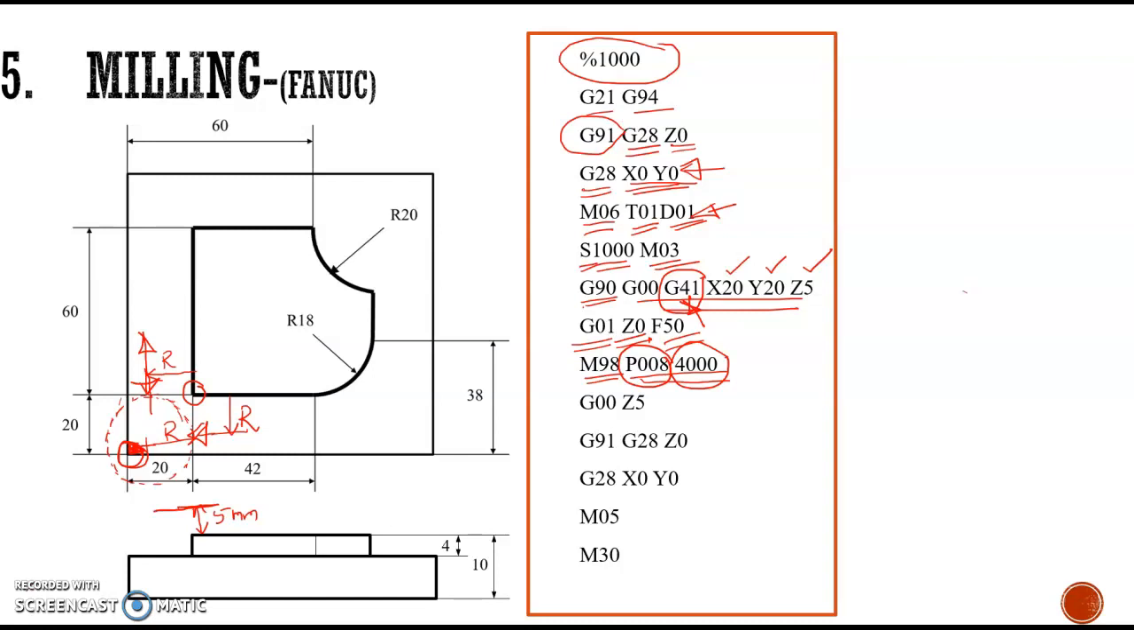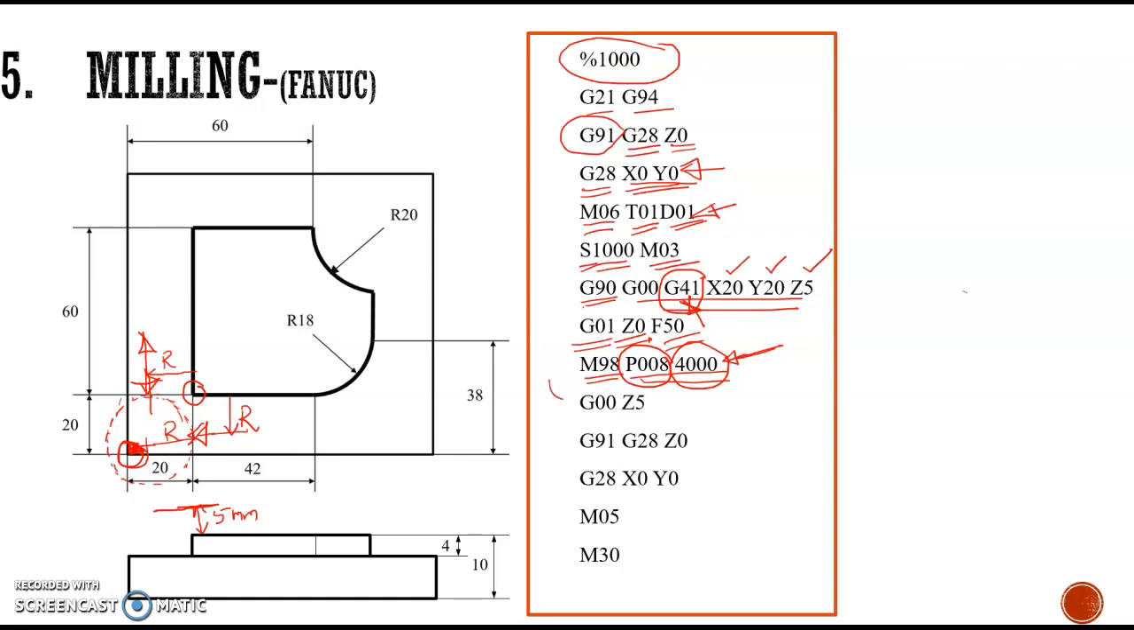So the idea is that by calling this subprogram of 4000 for 8 times means we can finish our work. After finishing the work, we will discuss what the subprogram is and how it is written. That will be discussed later. And after executing the subprogram, we are assuming that our work is finished.